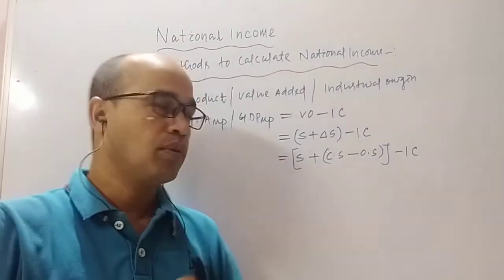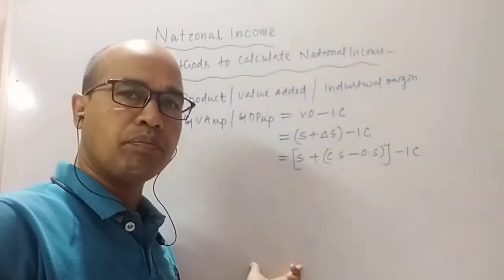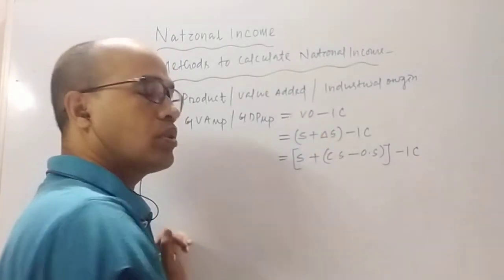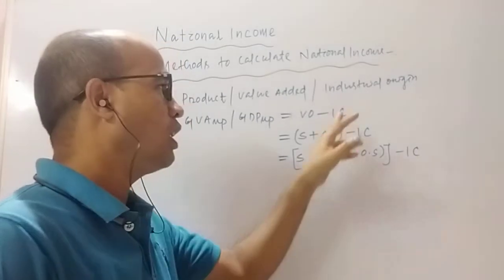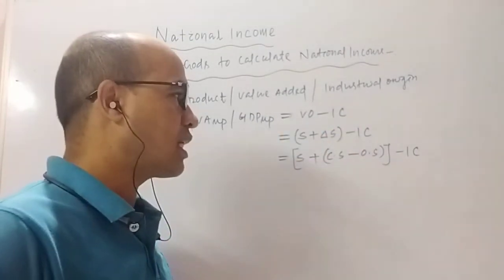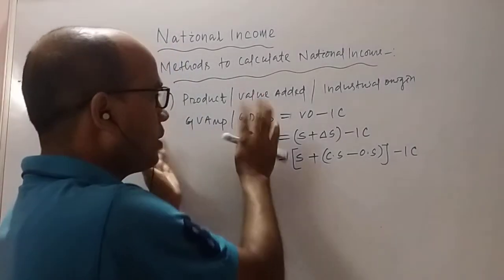This is about the first method. Once again, what is given in the question? Calculate GDPmp or GVAmp from the following data. Or sometimes they want you to calculate value of output, IC, NDPfc or sales, whatever the question may be. But remember that you calculate GVAmp or GDPmp.